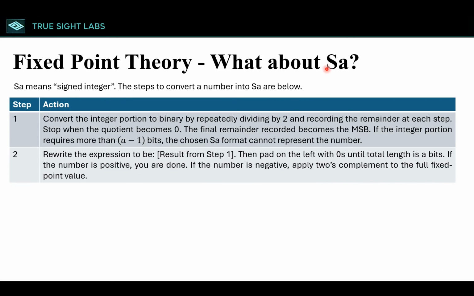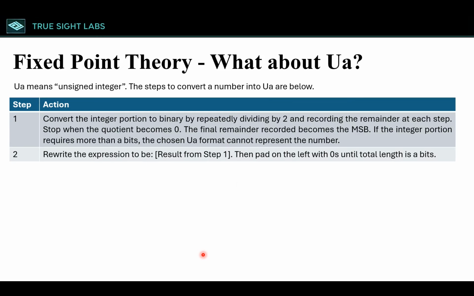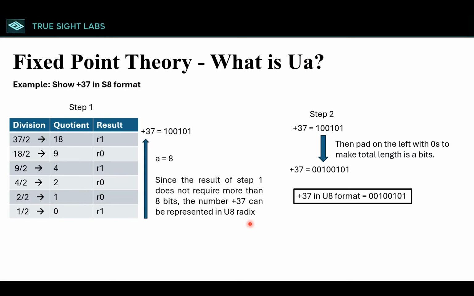So what about signed integer? Well, that's kind of like an SA, and it follows these rules. So here's an example of this. I won't bother saying how the steps work because it's a much simpler version of what we've already done. You can feel free to pause the video and look at it if you want. Same thing with this one, unsigned A, that's just an unsigned integer. Steps to convert it are shown here. And here is an example of that.